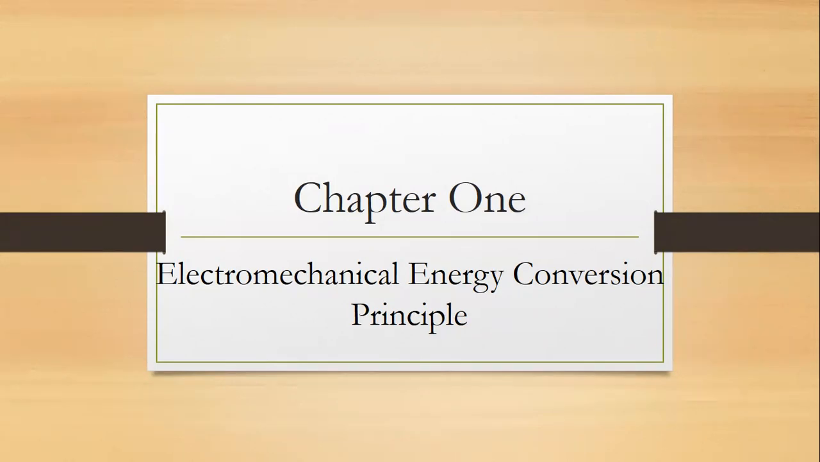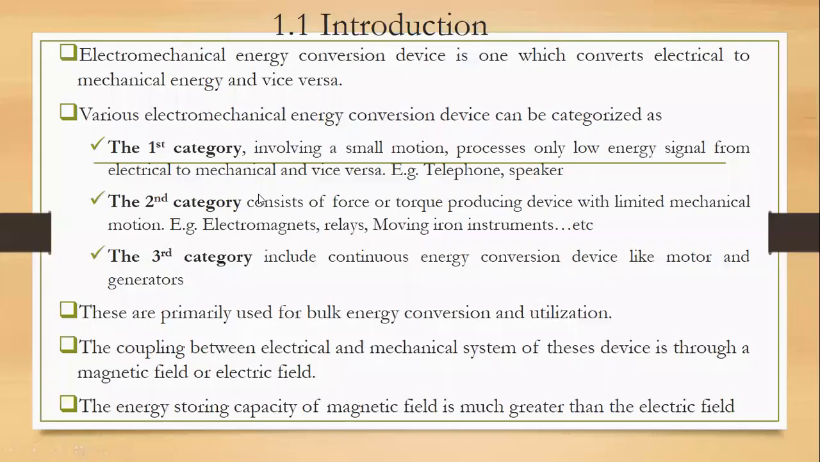So what is the electromechanical energy conversion principle? Electromechanical energy conversion means a device that converts electrical to mechanical energy and from mechanical to electrical energy. As we know, energy is neither created nor destroyed, but it can be converted from one form to another, right? So we cannot get electrical energy by nature. Therefore, we have to convert different kinds of energy to electrical energy.